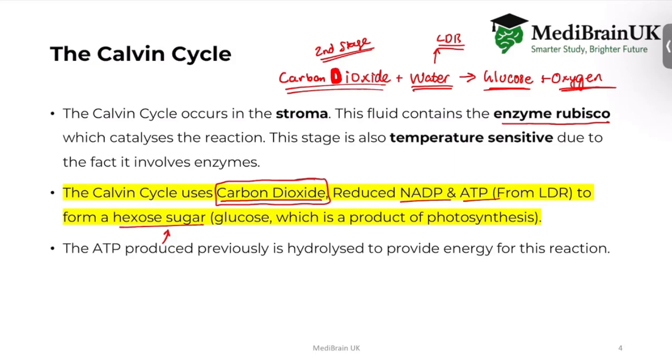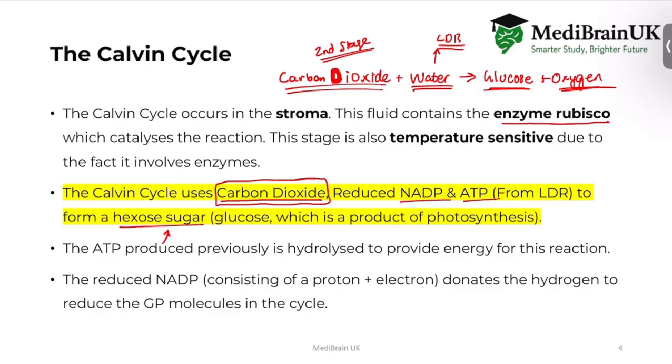The ATP, which was produced previously, is hydrolyzed to provide energy for this reaction. So we know that reduced NADP is required. We know that ATP is required. Where does the ATP go? The ATP is an energy source and it is used in this reaction because this part of the reaction requires energy. That's why we need ATP for this part of the reaction. ATP is used as an energy source. We need ATP for energy in the plant for photosynthesis to occur.